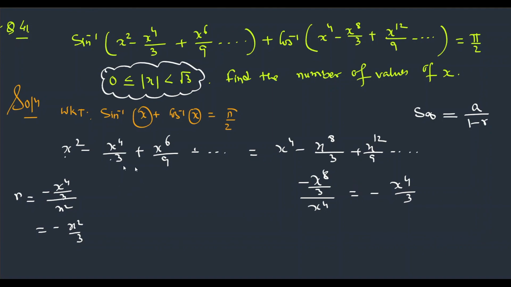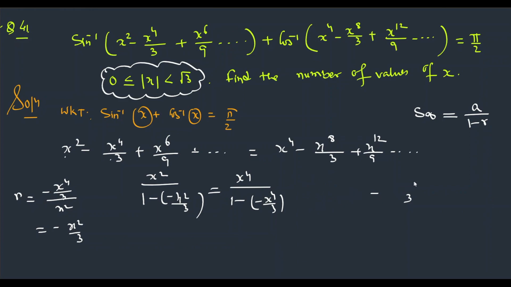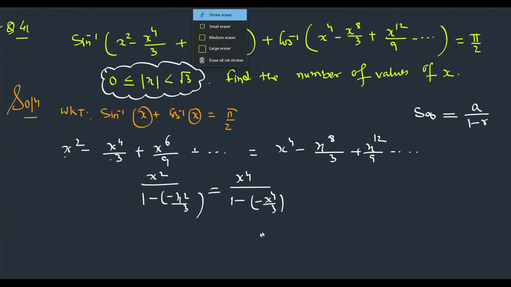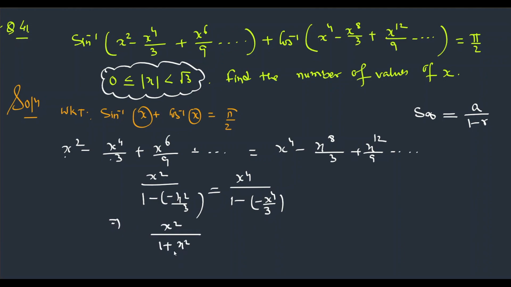So now we apply the formula, first term divided by 1 minus r: x square by 3, negative, and here first term divided by 1 minus common ratio, that is x power 4 by 3. Okay, now erase this part, this is not required, we already calculated. So common ratio minus x square by 3 and minus x power 4 by 3. Okay, so now this will become x square by 1 plus x square by 3, and here we have x power 4 by 1 plus x power 4 by 3.